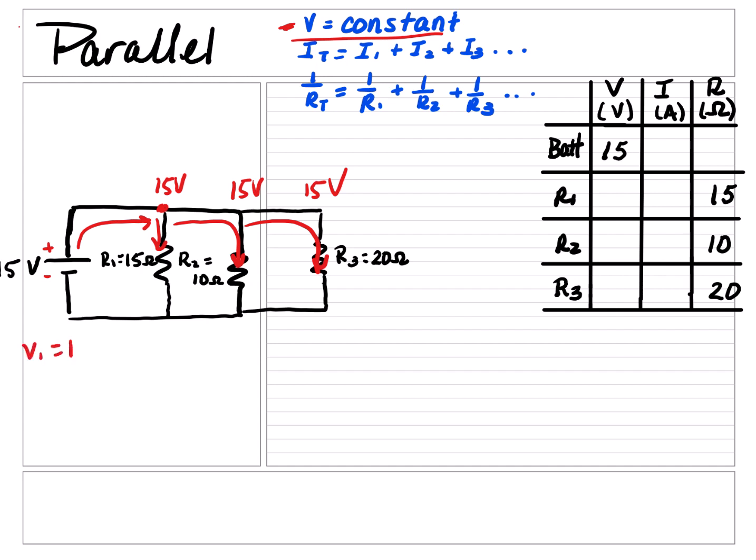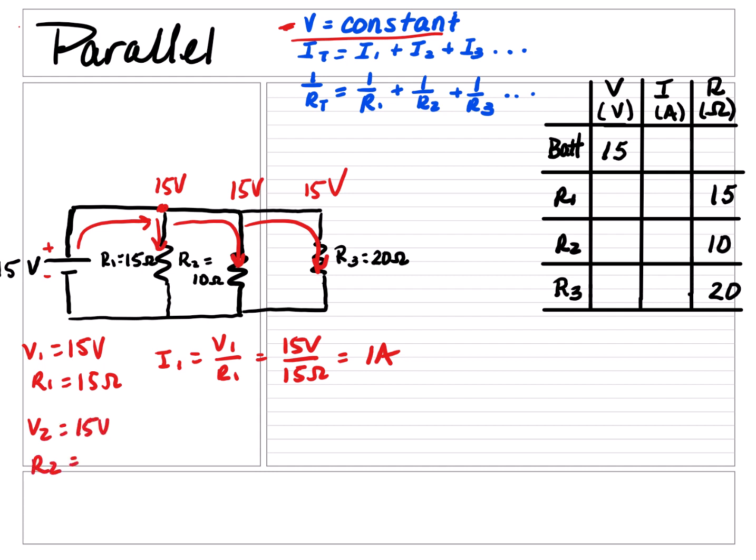So voltage 1 is 15 volts. R1 is equal to 15 ohms. So I1 is equal to V1 over R1, which is 15 volts over 15 ohms, which is equal to 1 amp. V2 is equal to 15 volts. R2 is equal to 10 ohms. So I2 is equal to V2 over R2, which is 15 volts over 10 ohms, or 1.5 amps. V3 is also 15 volts.